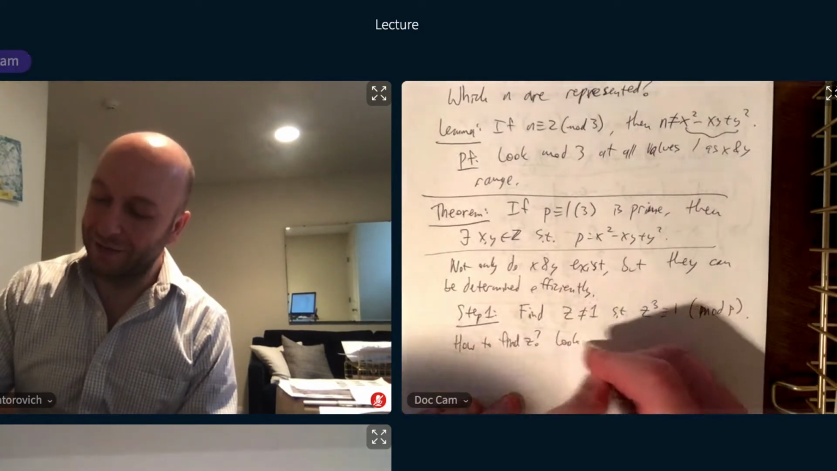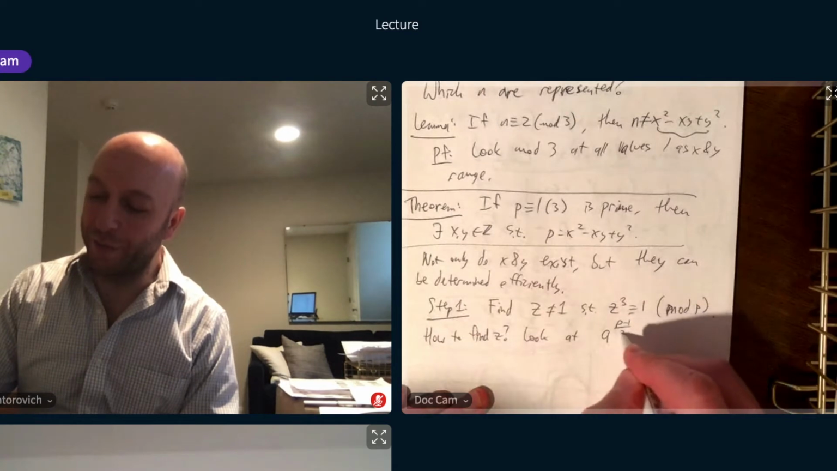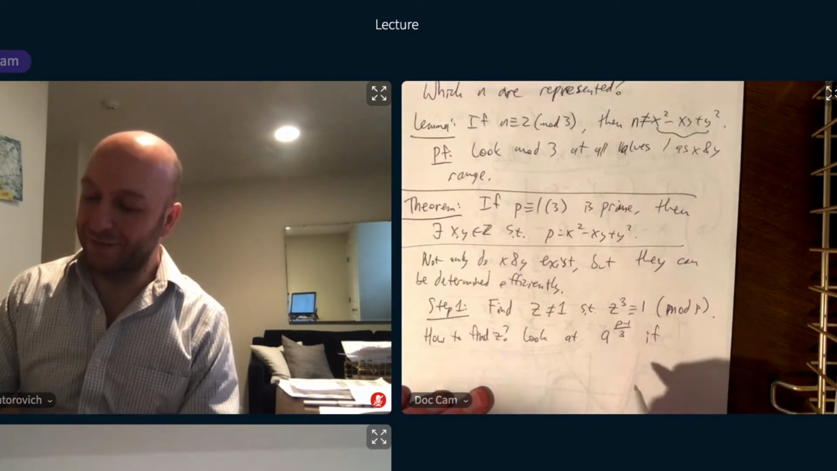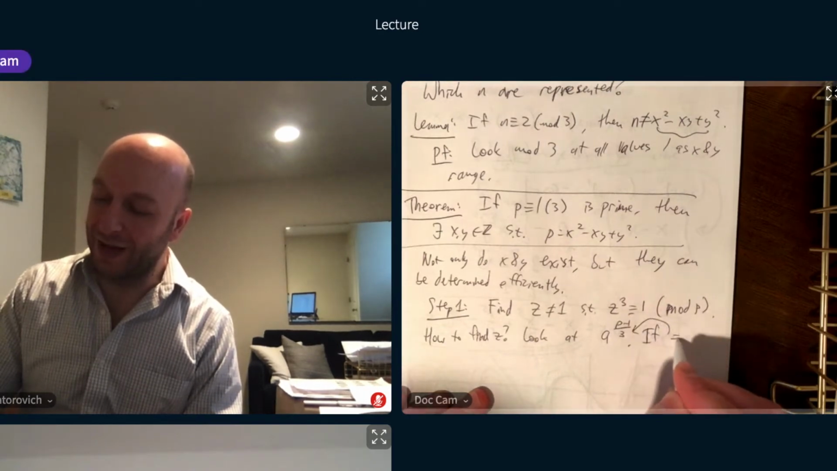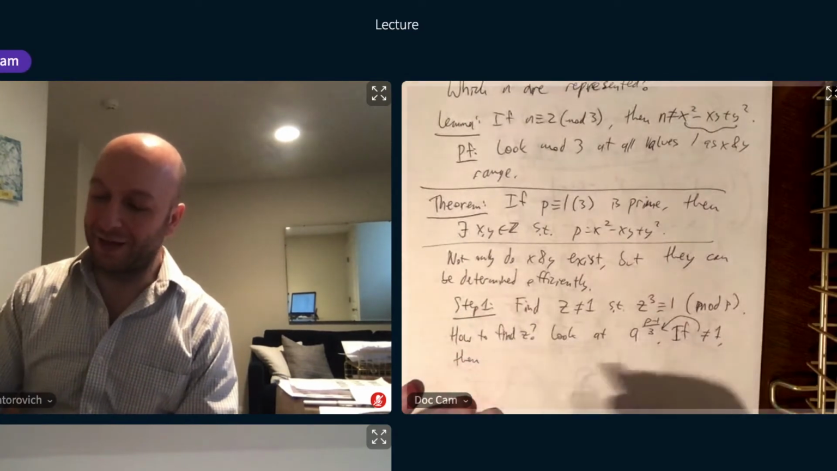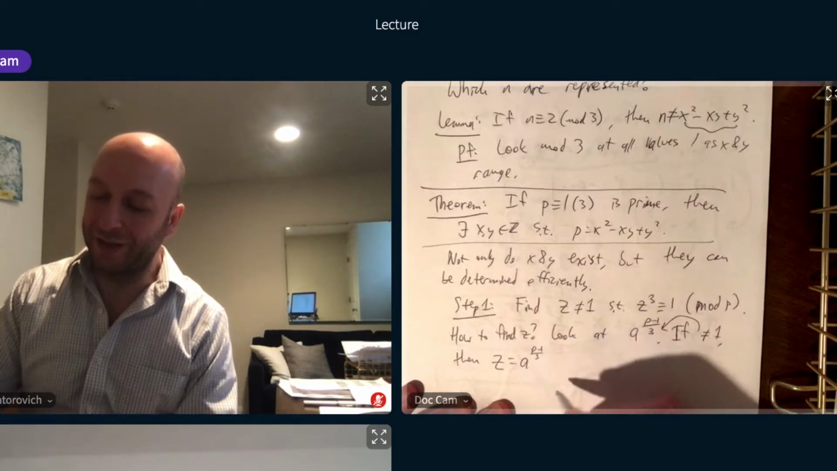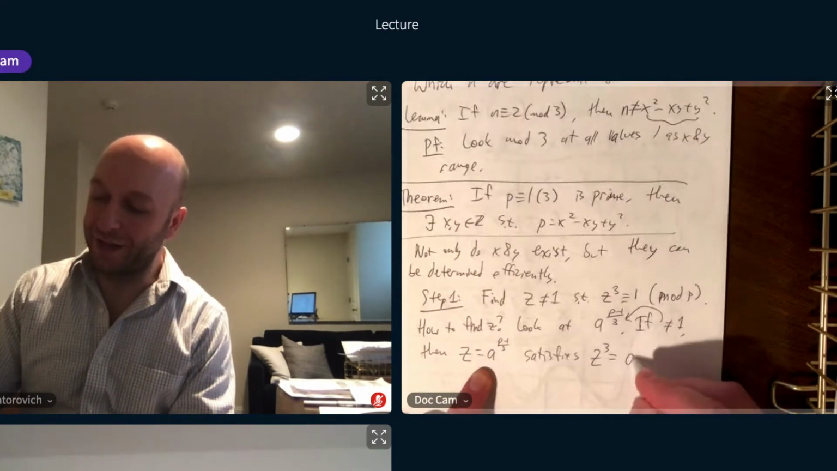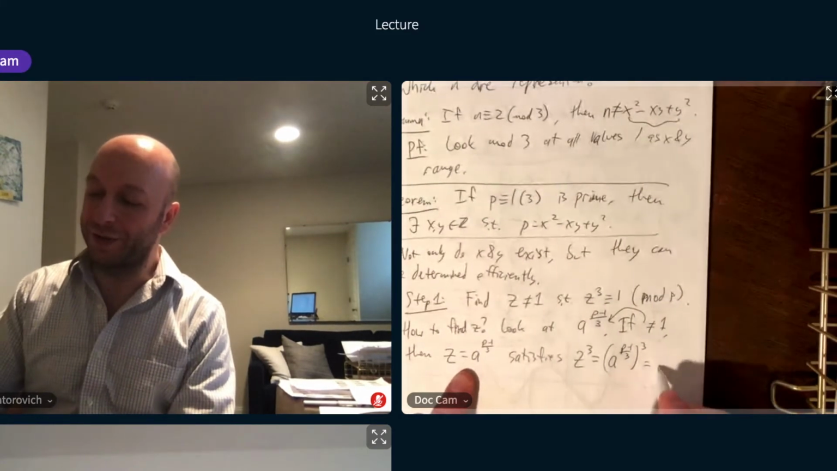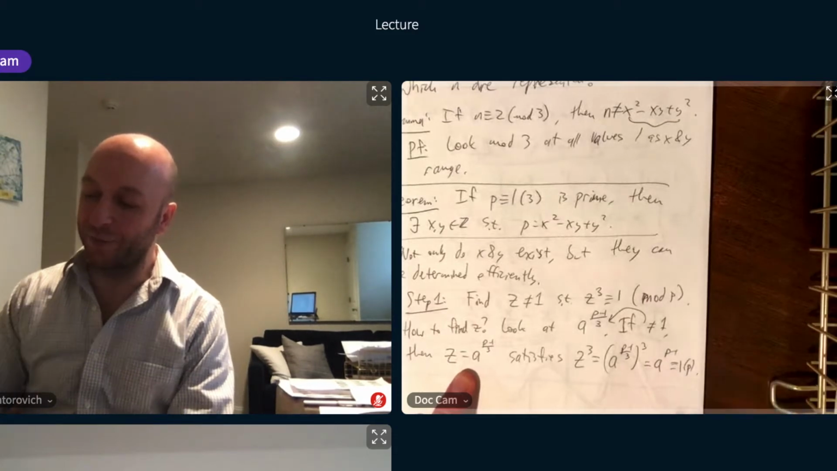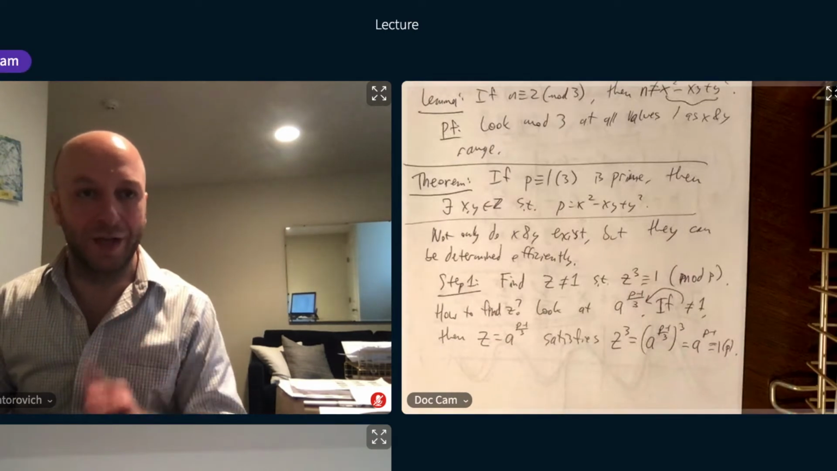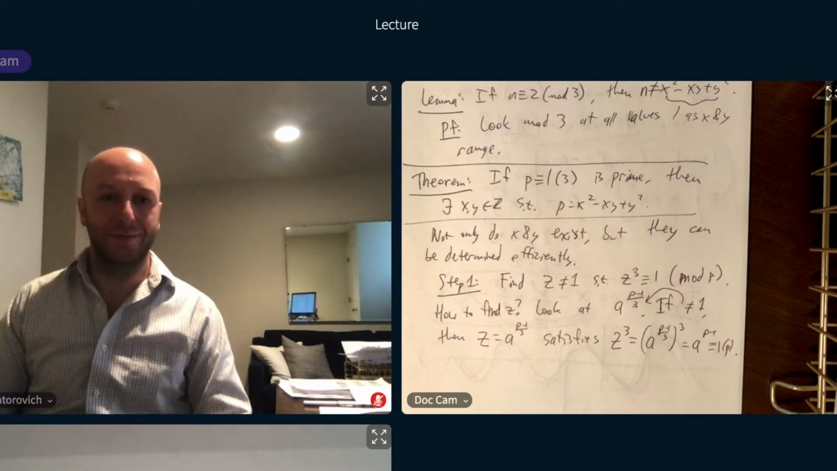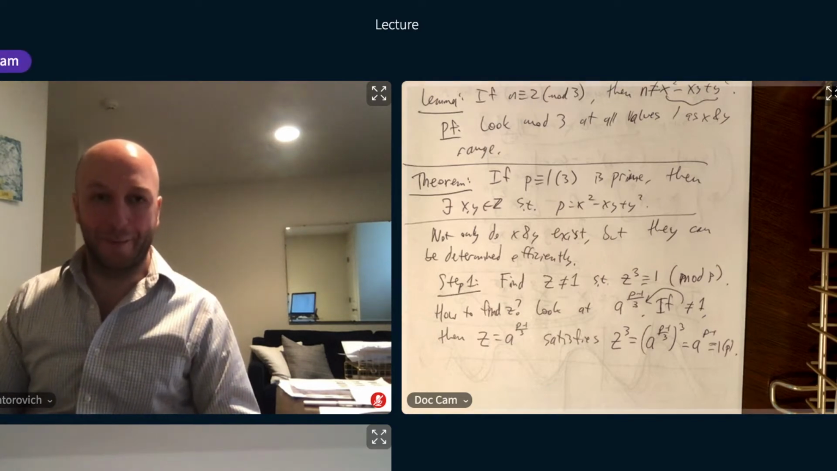Well, you look at a to the p minus 1 over 3. And if this thing is not 1, then z equals a to the p minus 1 over 3 satisfies z cubed. Well, z was a to the p minus 1 over 3, so this is a to the p minus 1 over 3 cubed, which of course is a to the p minus 1, and now Fermat's little theorem tells us that's 1 mod p. Can I get a thumbs up if that makes sense? Any questions on that? Okay, looks good.